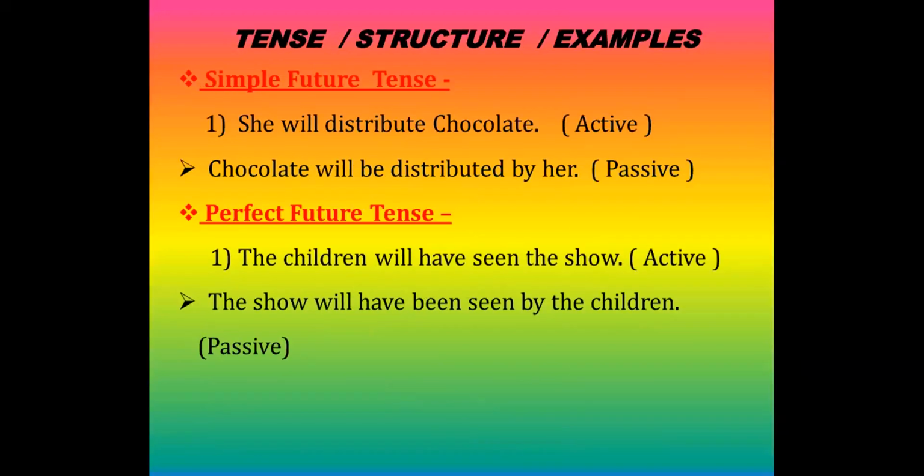Simple future tense, she will distribute chocolate. Chocolate will be distributed by her. Future perfect tense, the children will have seen the show. The show will have been seen by the children.